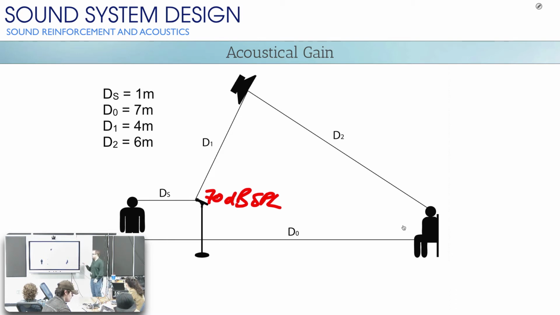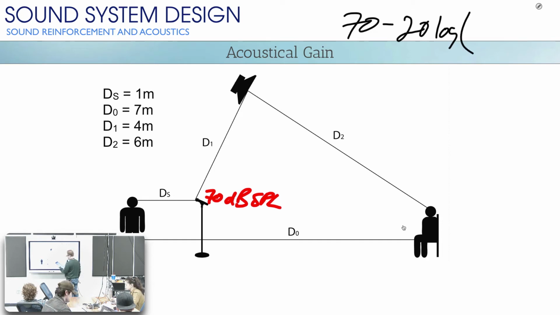The first thing I want to know is, if I just don't even show up for work and we never turn on the sound system, how much sound does that listener hear? We just have to figure out the dB loss between these two distances. So it'd be 70 minus 20 times the log of D0 divided by DS, those two distances. D0 is 7, and DS is 1. So 20 times the log of 7 divided by 1, what is that?